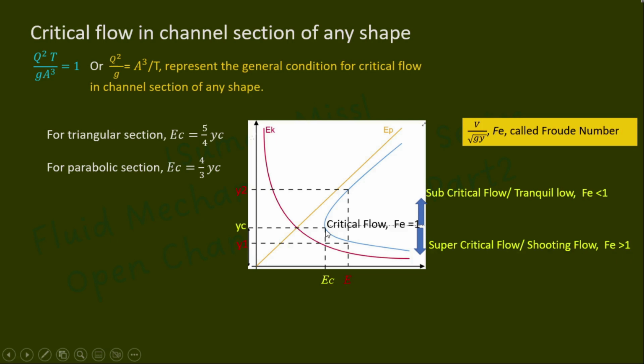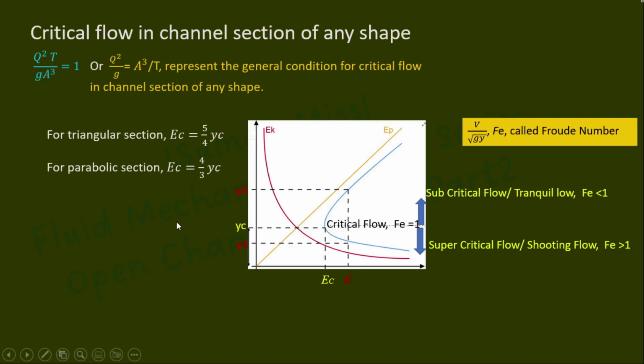So the flow condition below the critical state represents supercritical flow or shooting flow, whereas the flow condition above the critical state represents subcritical flow or tranquil flow. Froude number equal to 1 represents the critical state of flow, a Froude number less than 1 represents subcritical flow, and higher than 1 represents supercritical flow. The Froude number, being a dimensionless number, can be utilized to classify the state of flow as critical, subcritical, or supercritical.